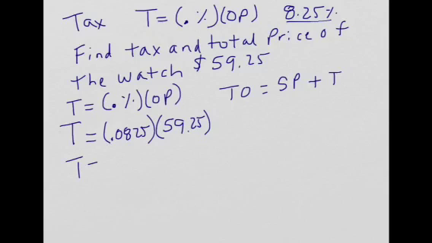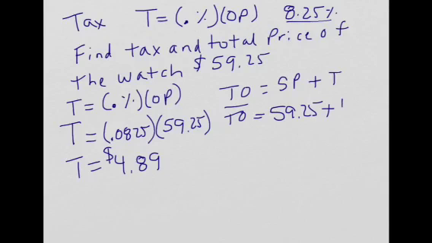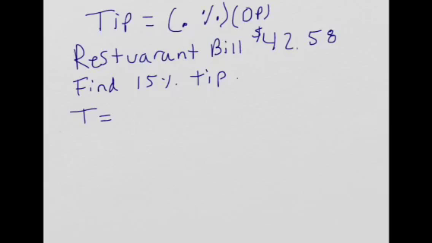And this is where we find our tax, which is $4.89. Now, in order to find my total cost, I have to take the amount of the actual item that I'm purchasing, and that's the watch, $59.25, and I'm going to add my tax, which is $4.89. So we have to pay the tax in addition to what the watch costs, and that now makes the watch cost $64.14. Now, how does the tip work?